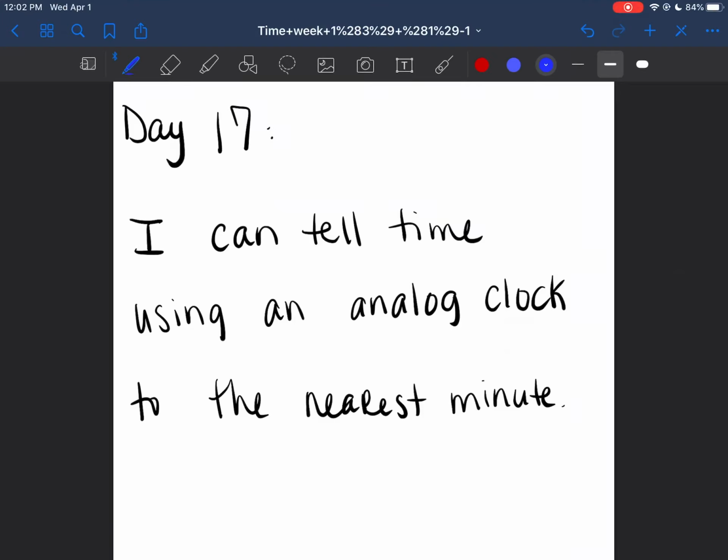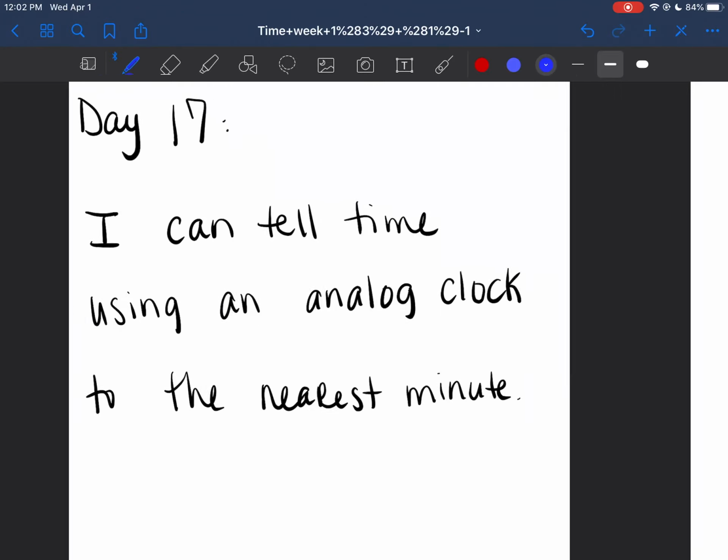Everyone, welcome back to day 17. So yesterday we started telling time to the nearest 5 minutes. Today we're going to be telling time to the nearest minute. Our I can statement for day 17 is, I can tell time using an analog clock to the nearest minute.